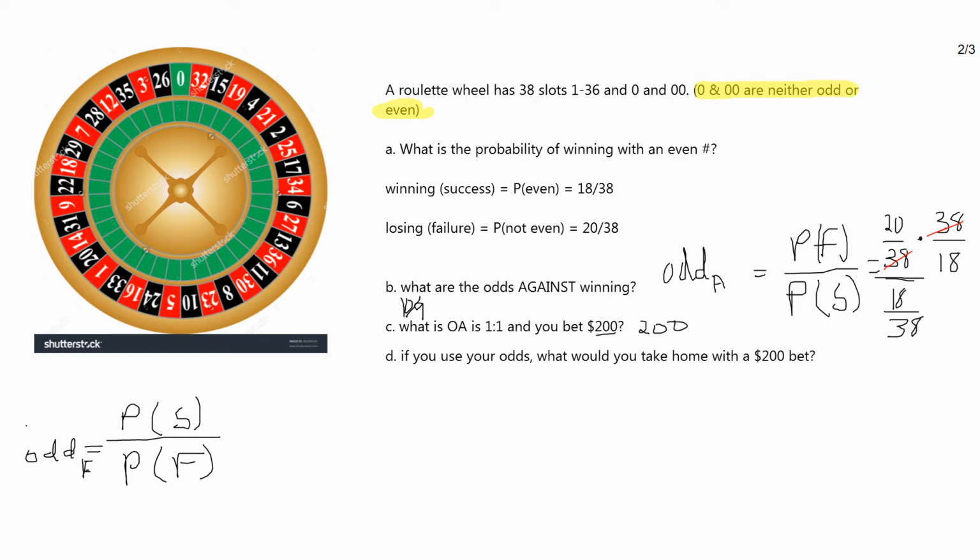What are you going to do for D? Because 10 over 9 is our constant. Remember the fraction, think of it as a constant. 10 over 9 is your constant. So you're going to multiply 10 over 9. Somebody take a calculator and multiply 10 over 9 by 200. What do you get? $222.20.